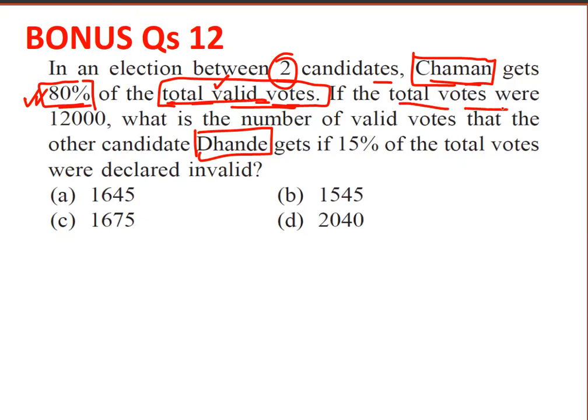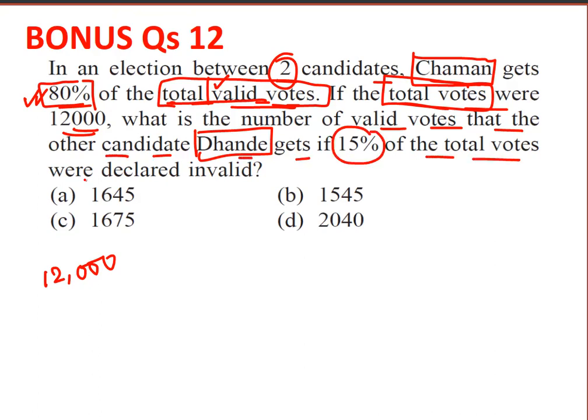If the total votes were 12,000, so this is total votes, not total valid votes. You will have to be careful about the language, there will be a little twist. So total votes are 12,000. What is the number of valid votes that the other candidate Dhande gets if 15% of total votes were declared invalid? So 15% of total votes invalid, right? So this was the total votes. What will be the invalid votes? 15%. 15% means what? 3 by 20.